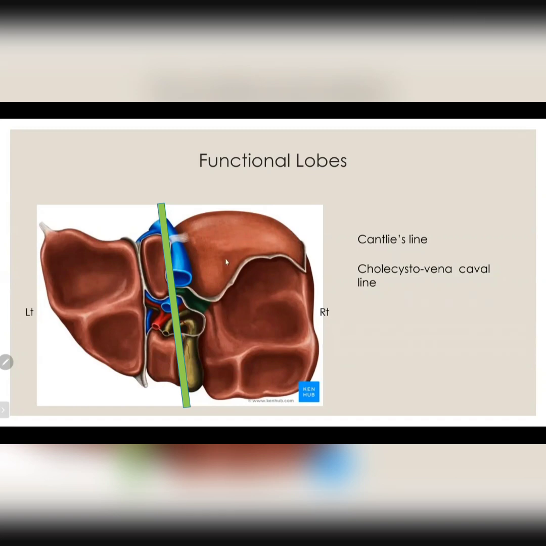So based on this classification, can you tell me the caudate and the quadrate lobe, do they belong to the right lobe or the left lobe of the liver? Caudate lobe and quadrate belong to the left lobe of the liver. But also remember, the caudate lobe has a small process here called caudate process. The caudate process belongs to the right lobe here. It is based on the area of drainage of bile by the right and left hepatic ducts.